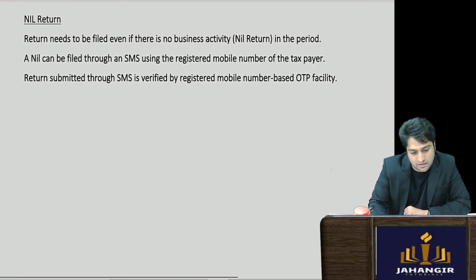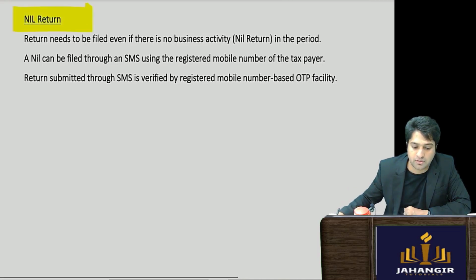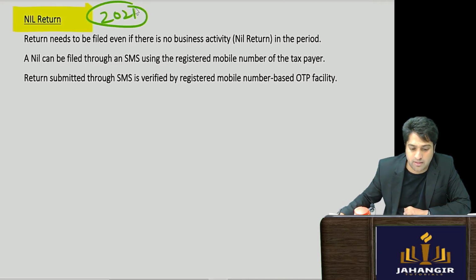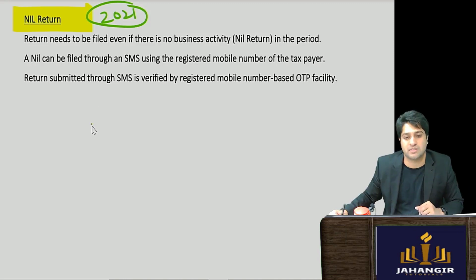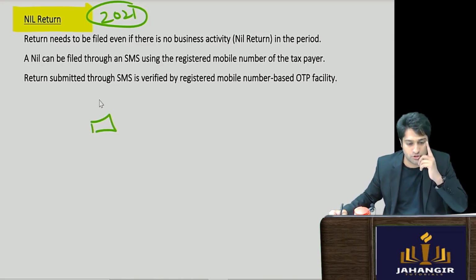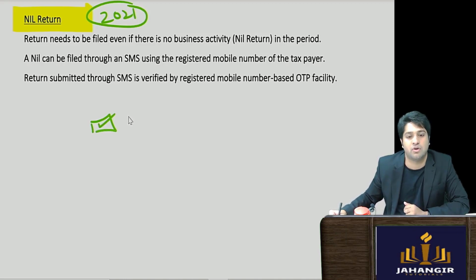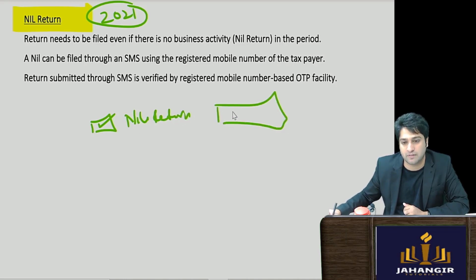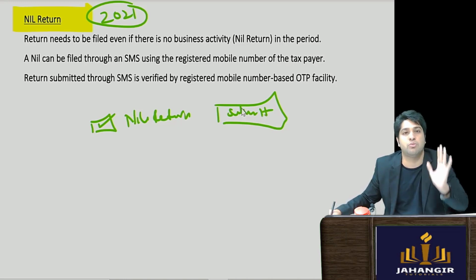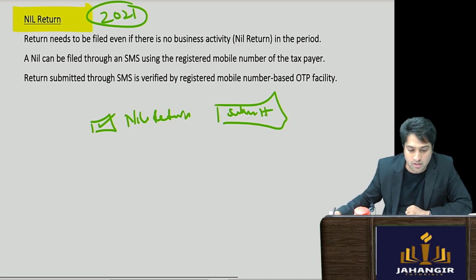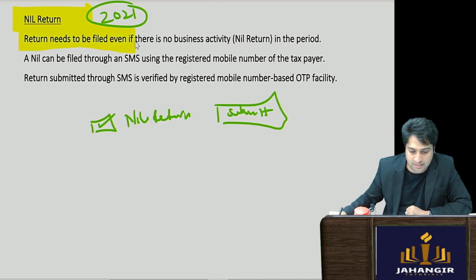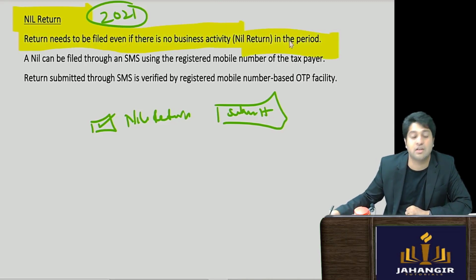Now again an important point in your Amendment Act 2021. In your returns, there is a simple checkbox that if you made a nil return, 0 sales, you just have to check there, and it will show that file nil returns. The moment you tick that and you put submit, a nil return will be filed and you'll get an OTP on your mobile phone just for verification. So a return needs to be filed even if no business activity is there. A nil return needs to be filed.